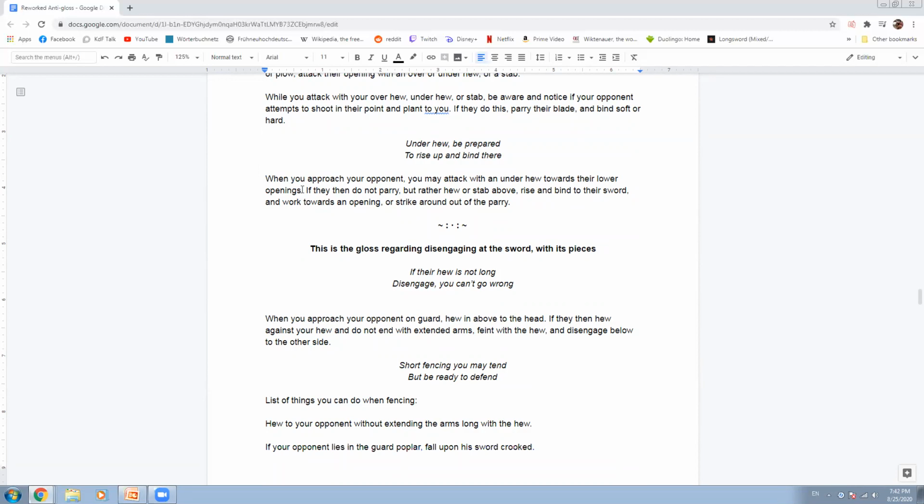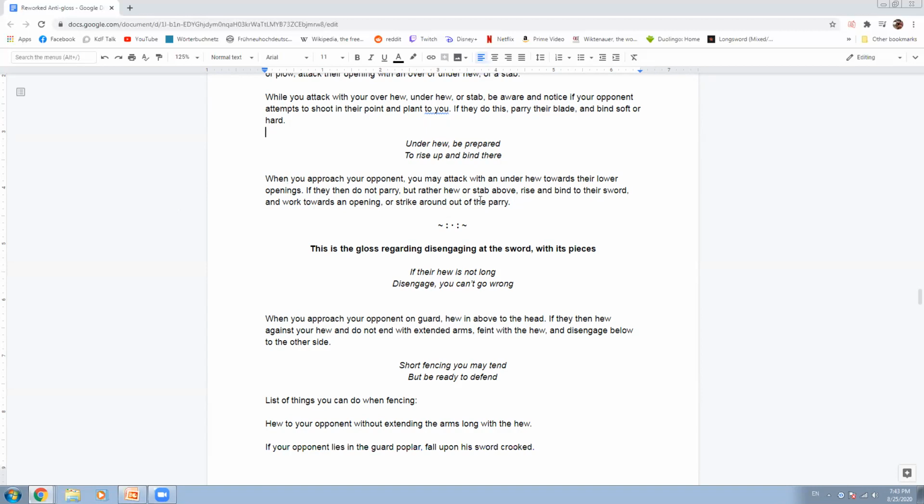I would say so, yes. When you approach your opponent, you may attack with an underhew towards their lower openings. If they don't parry but stab above, then rise and bind to their sword and work to the openings, or strike around out of the parry. Right, so that's against Oberlaufen.